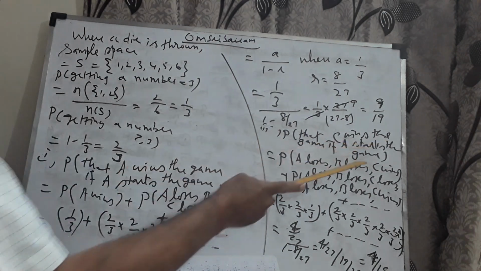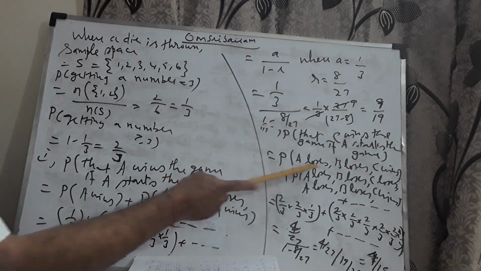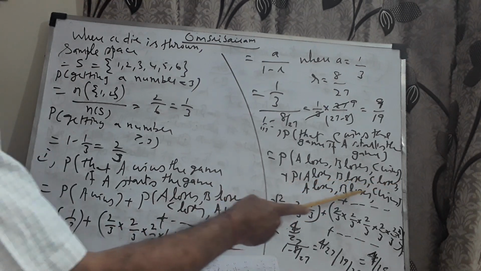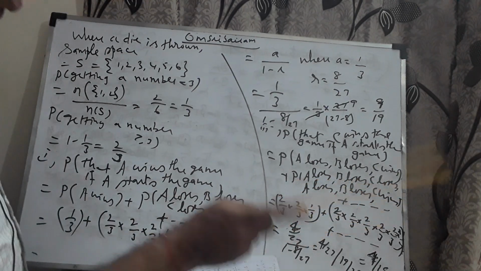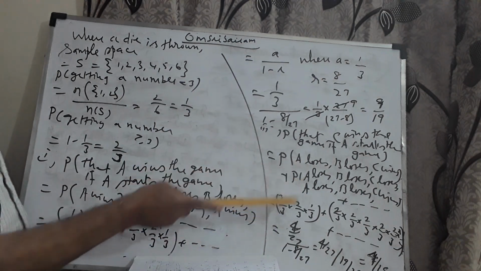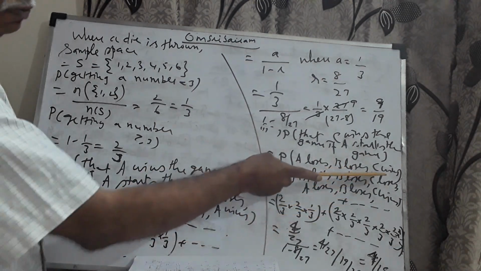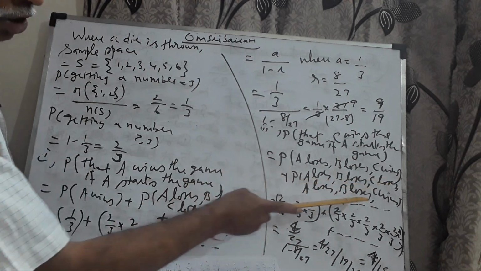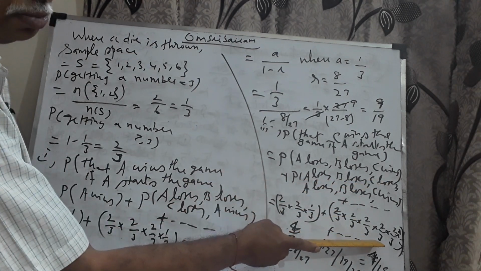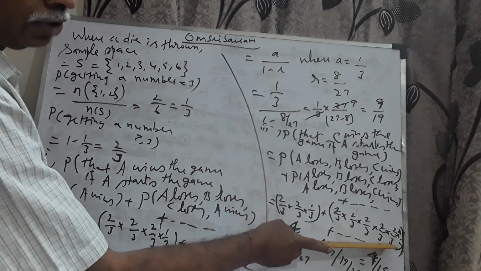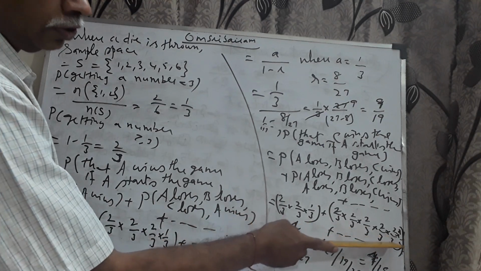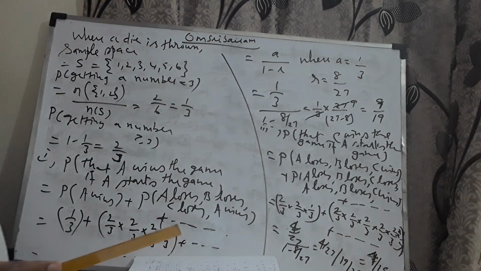Next, the probability that C wins the game if A starts the game. P of A loses, B loses, C wins. Thus P of A loses, B loses, C loses, A loses, B loses, C wins, and so on. Therefore losing means 2 by 3, B loses 2 by 3, wins 1 by 3. Again 2 by 3, 2 by 3, 2 by 3, 2 by 3. There are 5 such 2 by 3s multiplied, 1, 2, 3, 4, 5, and 1 by 3. A loses, B loses, C loses, A loses, B loses. Then C wins. C wins in his second attempt.